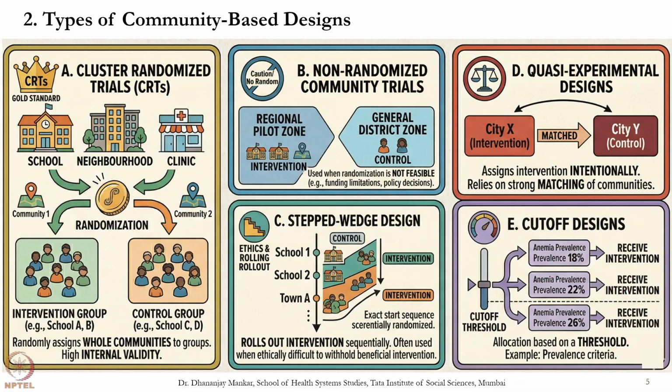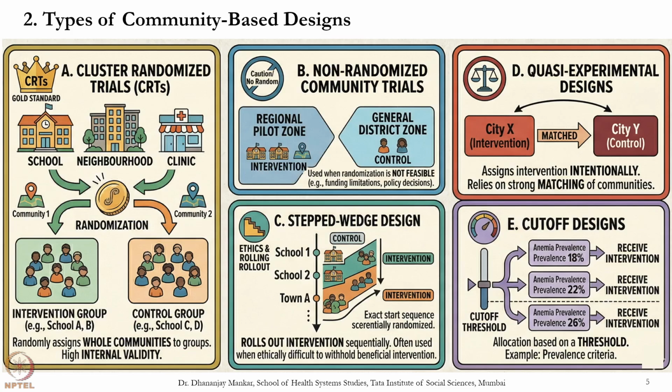Then comes the cutoff design, where you have a cutoff threshold. At one level the anemia prevalence is 18%, where they receive the intervention and they work on those and the benefits are assigned. In the second case, the anemia prevalence is 22%, where they receive the intervention, and in the third case the anemia prevalence is 26%, where they receive the intervention. So you can see the cutoff threshold actually, where you can see whether it is above or below.